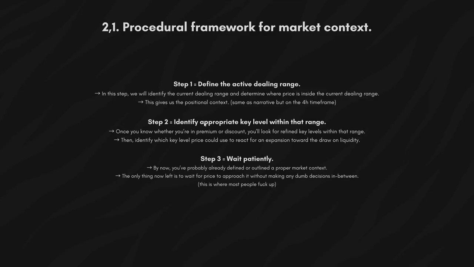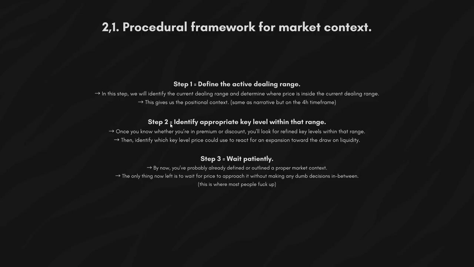The second step is to identify an appropriate key level along with a CRT, or a candle range, within the dealing range. Okay, that's the second step. So once you know whether you are in premium or discount, you will then look for refined key levels within that range. You will look for multiple key levels within the premium and discount region. And then you will identify which key level and which candle range or CRT price could use to react or use as a catalyst for an expansion towards the drawn liquidity.